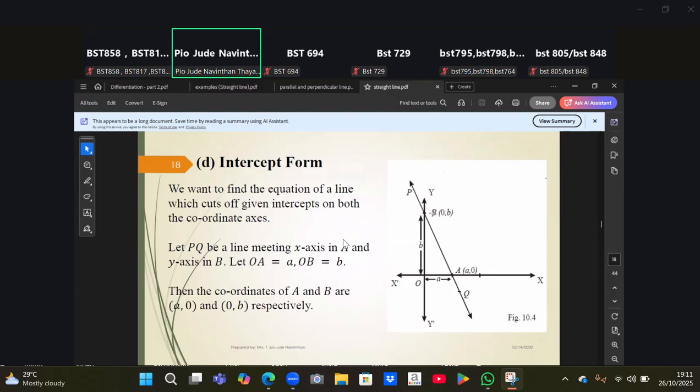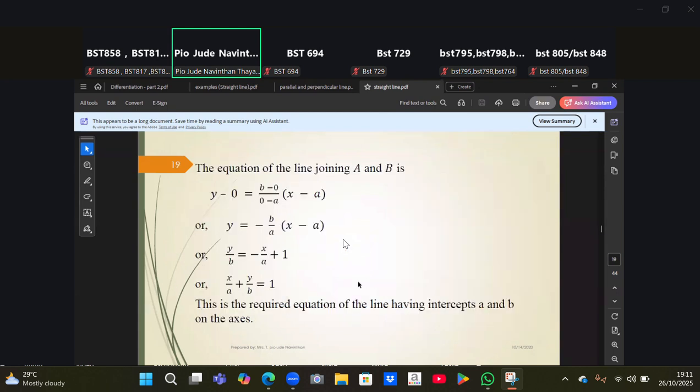So from x intercept, that means A comma y value is equal to 0. And here B is given. Therefore, the coordinate is 0 comma B. 0 comma B and A comma 0 are given. Then we need to find the equation, right?